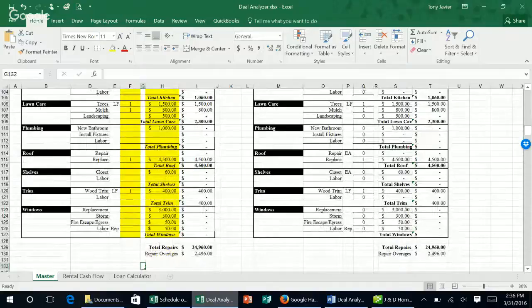If you've got trees that need to be removed, mulch that needs to be done, and then landscaping, those are typically per bid. We provide mulch and things like that for our contractors, so we estimate that into there. If you've got a new bathroom for plumbing, installed fixtures, or a miscellaneous labor bid, you can throw it in there.